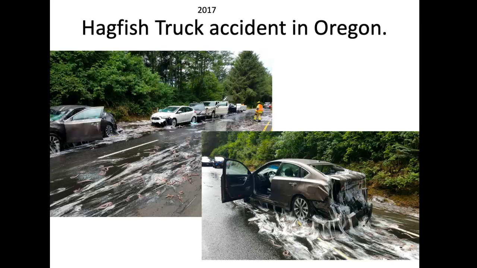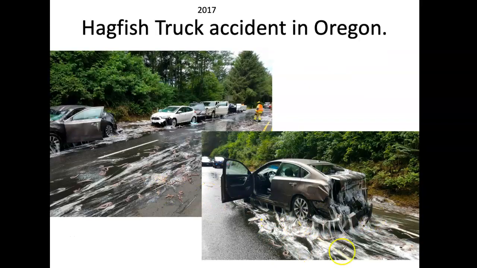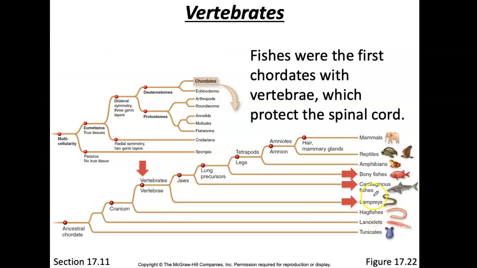Look at this. It was a hagfish truck accident in Oregon on I-5 in 2017. It was a truckload of live hagfish that they were transporting, because people eat them and they want them to be fresh, so they had them live. And the truck got into an accident. Look at the hagfish strewn all over the highway here, and look at the slime. It just invaded. It was just all over these cars. I can't imagine what it was to clean that up. Okay, that's all you want to know about hagfish.